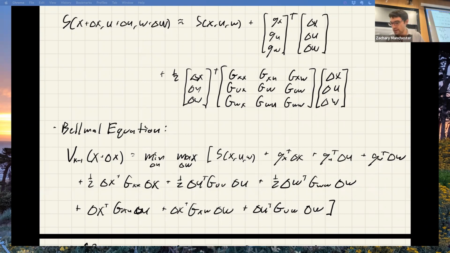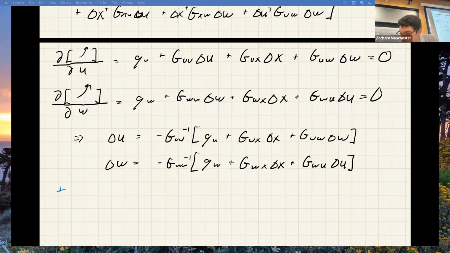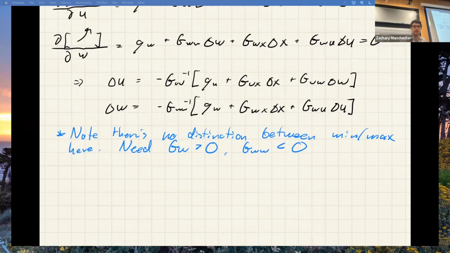Cool. So let's write that down. So you need GUU strictly positive definite and GWW strictly negative definite for that to all work out. Okay, cool. So there's that.